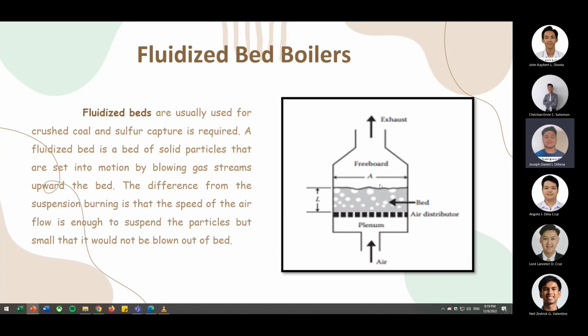The freeboard is used to disengage the particles that are thrown up above the bed and to complete the combustion of volatiles and fine particles that were unburned in the bed. The schematic shows the bubbling fluidized bed. The other type is known as the circulating fluidized bed, where part of the fuel and the bed particles are entrained by high gas velocity and recirculated back into the lower part of the bed. The circulating fluidized beds were developed to overcome the carbon carryover of bubbling beds and facilitate uniform fuel feeding.